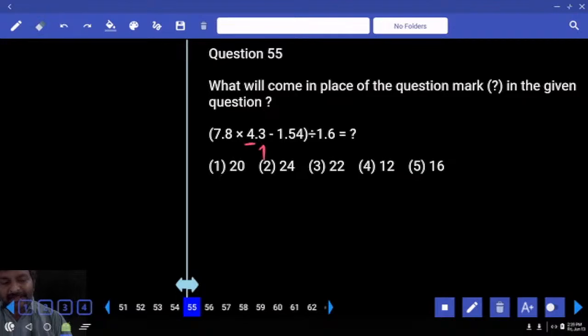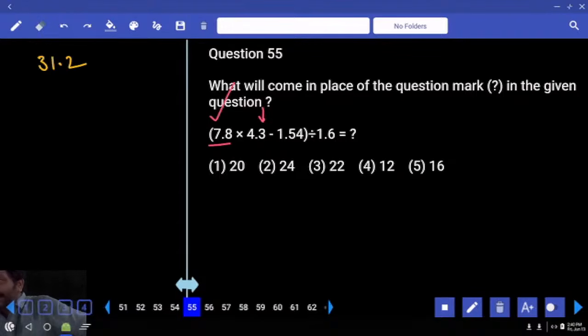4 times and then I will take 3 times. 7.8, 4 times, double, 7.8 double, 15.6 double, 31.2. Now we need to take 0.3 times, correct? First take 3 times, then we'll convert into 0.3 times. 7 threes, 21, plus 3 times 0.8, 2.4. 21 plus 2.4, 23.4. If it is 3 times, 23.4.